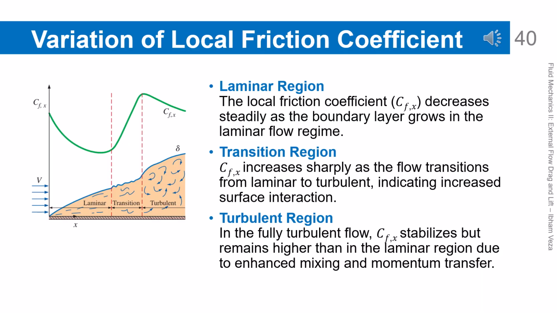Variation of local friction coefficient over a flat plate. In the laminar region, the local friction coefficient decreases gradually as the boundary layer becomes thicker. When the flow enters the transition region, the friction coefficient increases sharply. In the turbulent region, the value becomes relatively stable but remains higher than in laminar flow. This is caused by stronger momentum mixing in turbulent flow. This graph shows how flow character affects friction force.